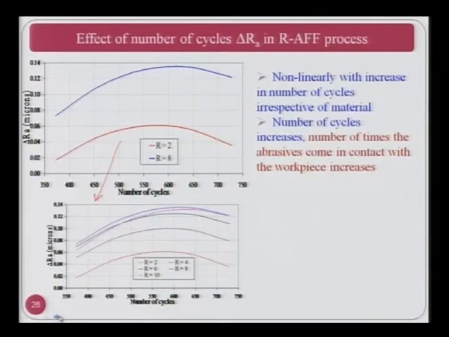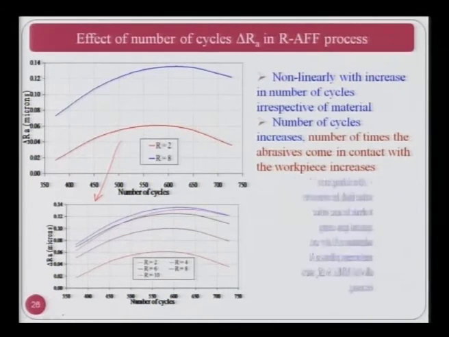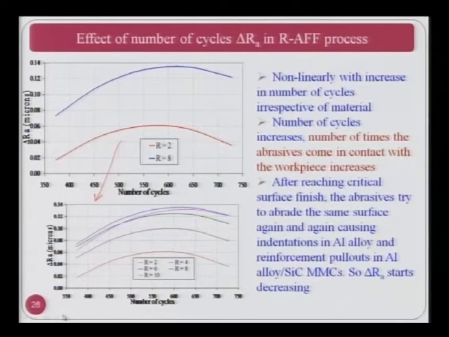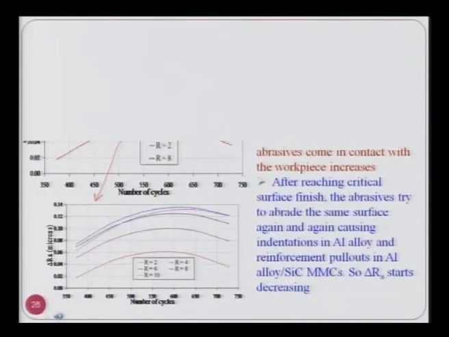As the number of cycles increases, the number of times the abrasives come in contact with the workpiece increases, therefore you get a higher value of delta Ra. After reaching the critical surface finish, the abrasives try to abrade the same surface again and again, causing indentation in aluminum alloy and reinforcement pullouts in aluminum alloy silicon carbide metal matrix composites. So delta Ra starts decreasing, as you can clearly see in both these figures.